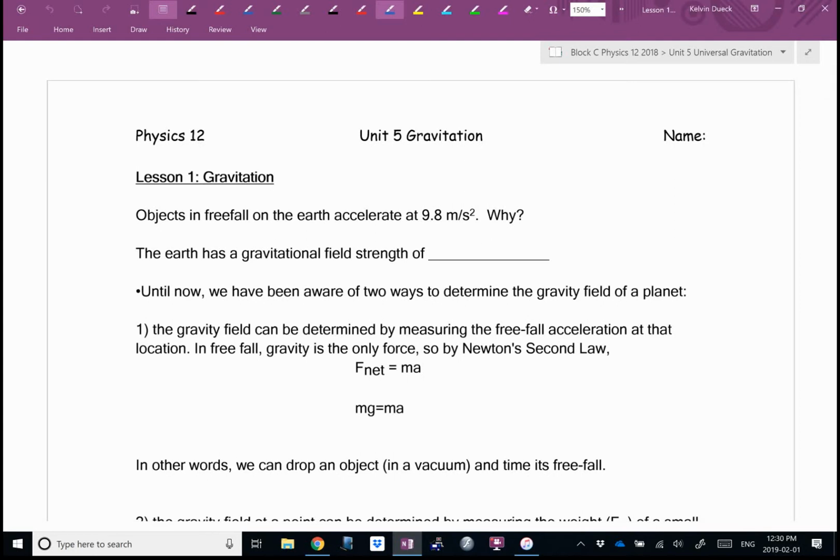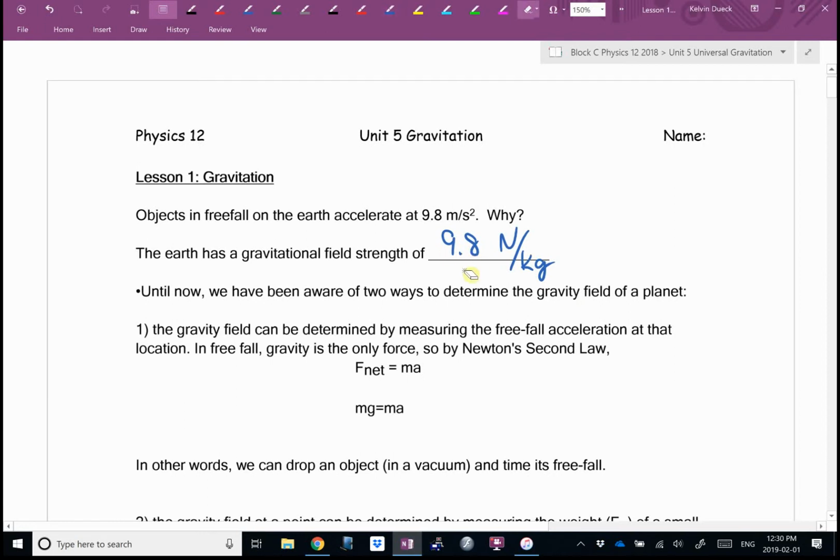More specifically, it's because the Earth has a gravitational field strength, and the Earth's gravitational field strength is 9.8 newtons per kilogram. What does newtons measure? What do I measure in newtons? Starts with the letter F. Force. What do I measure in kilograms? Starts with the letter M. Mass. So this is really F over M. What is F divided by M?